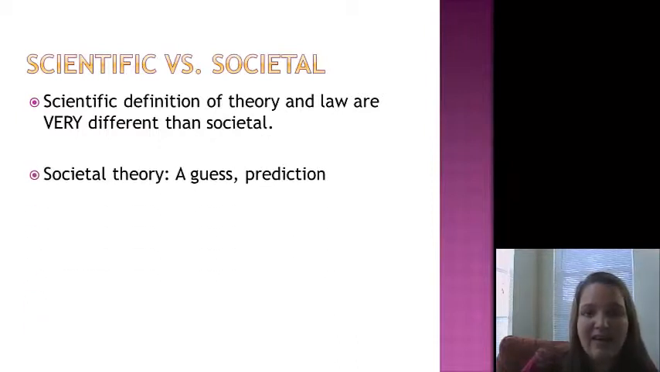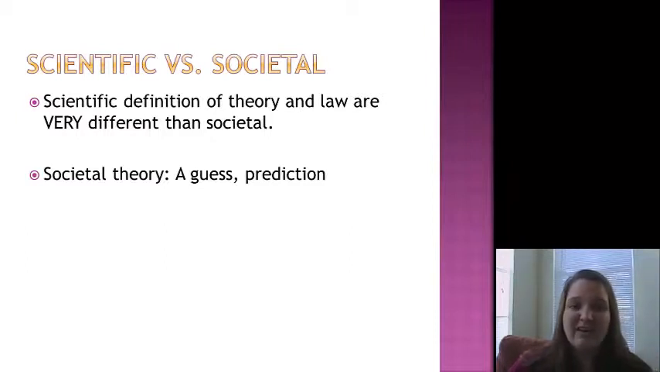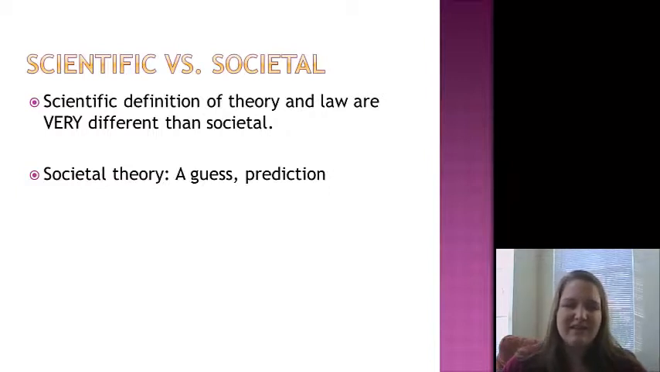A societal theory, or the definition of a societal theory, is basically a guess or a prediction. You might hear someone saying in everyday conversation, "Oh, I have a theory about that," but it's not like a scientific theory. Scientific theory has been tested over and over and over again and is generally accepted to be true. A societal theory is just kind of a guess, a prediction, nothing that's been tested by any means.